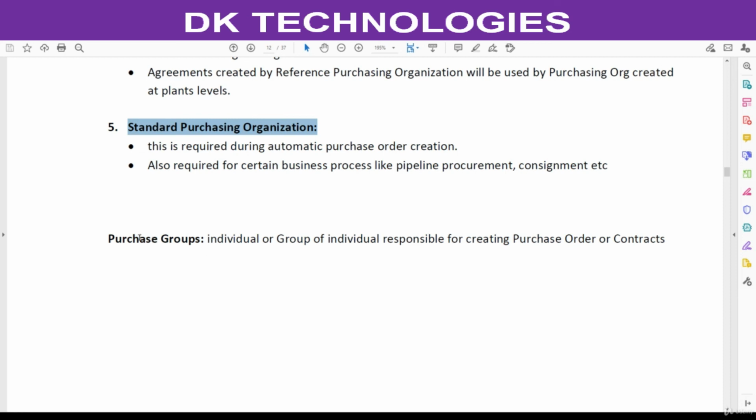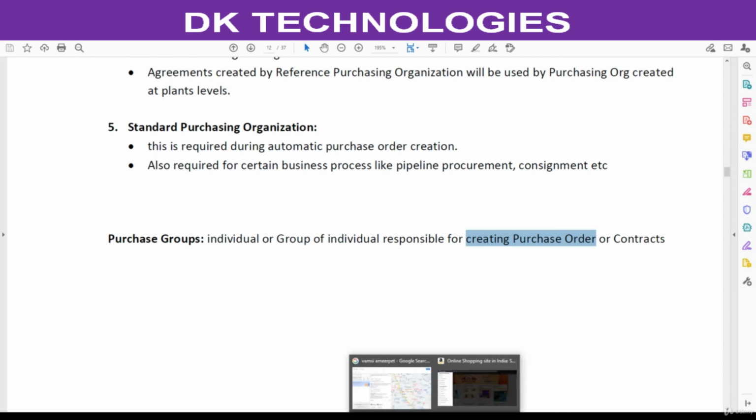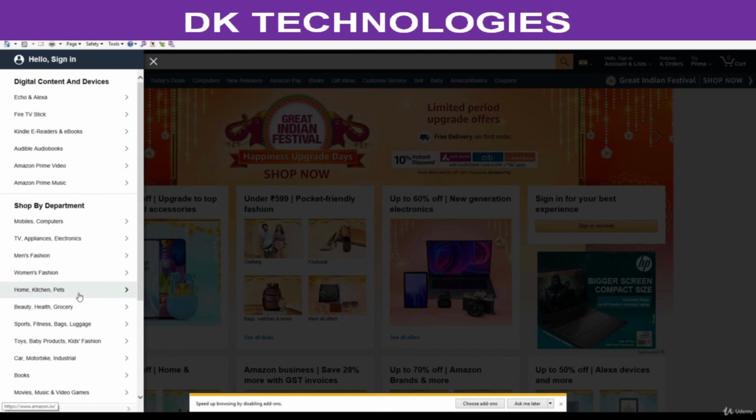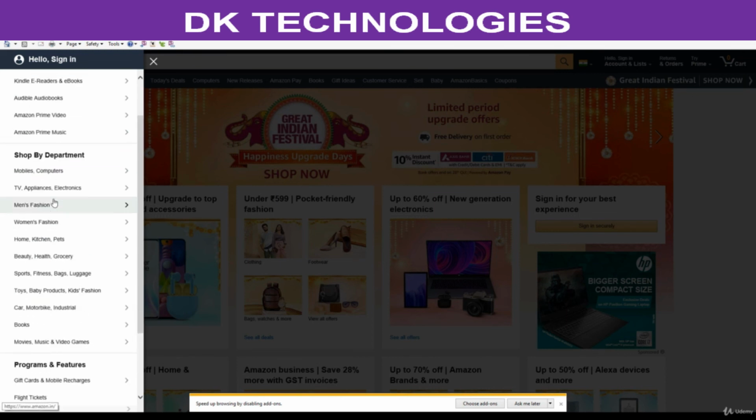That is mentioned here. Purchasing groups means individual or a group of individuals responsible for creating purchase orders or contracts. So how to create this purchase group means it's purely depends on your client. So you need to understand how they need, based on their requirements only we are going to create. This is one example I gave here like this. Here if you take this example, we need to create 1, 2, 3, 4, 5, 6, 7, 8, 9, 10 like this. So each group is responsible for each categories assigned to them. There is no duplication here. See, TV, appliance, electronics, you are not going to find this in other categories.